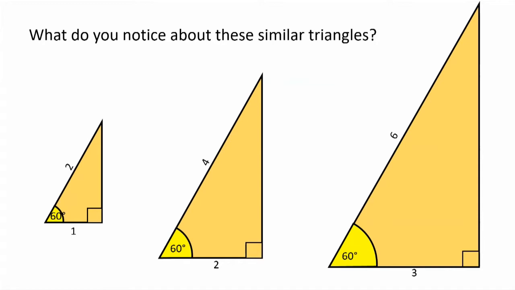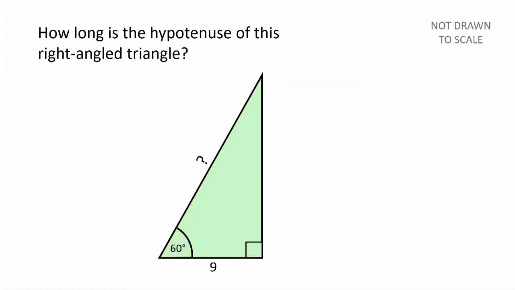So that's the adjacent down there next to the angle. The adjacent is always half of the hypotenuse. That's a useful fact for right angle triangles with that angle of 60 degrees. So let's use that. Here's another triangle. It's a right angle triangle. It has that angle of 60 degrees.